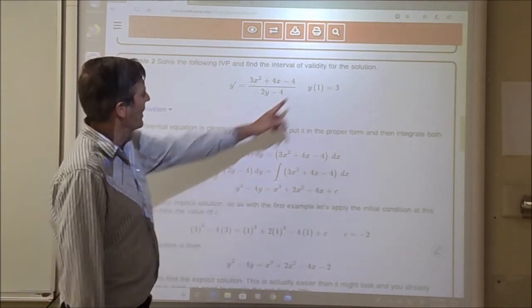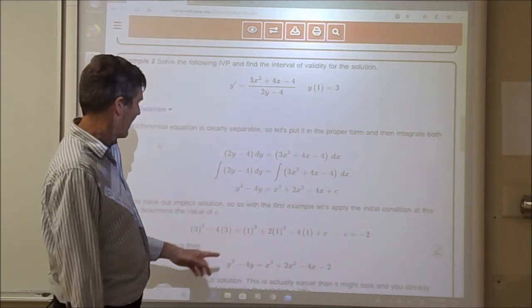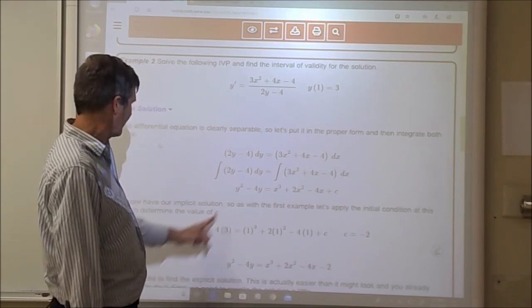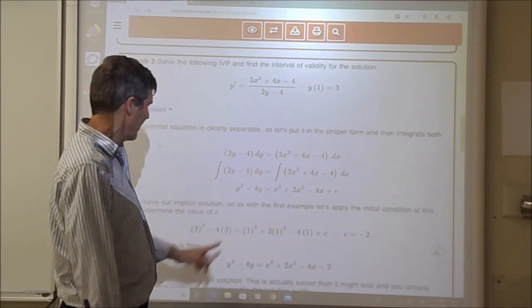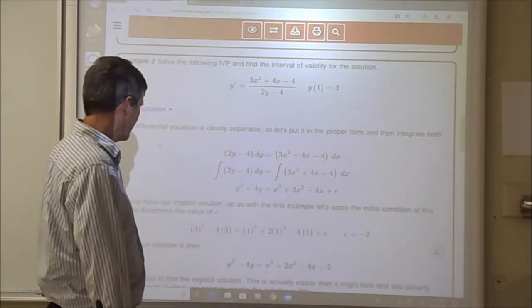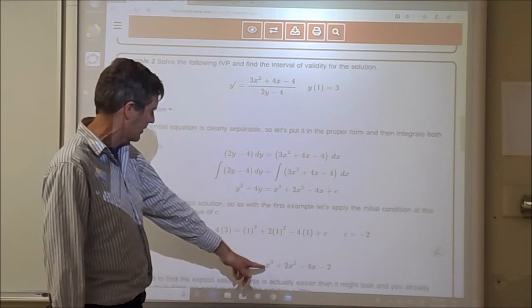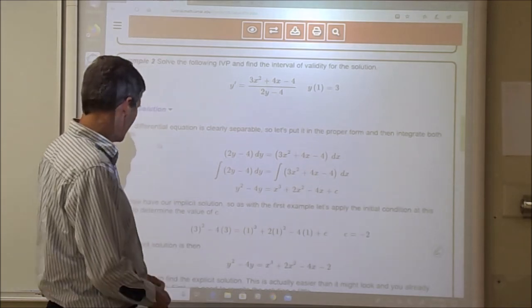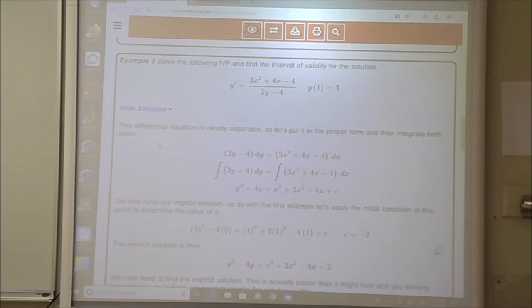Now, I also have the initial value, y of 1 equals 3, so I can plug in that when x equals 1, y equals 3 in this equation, so I plug in 3 for y in each of the spots and 1 for x in each of the spots. That determines that c has to be negative 2. I infer that my solutions are y squared minus 4y equals x cubed plus 2x squared minus 4x minus 2. Well, this is technically not a solution to the differential equation.